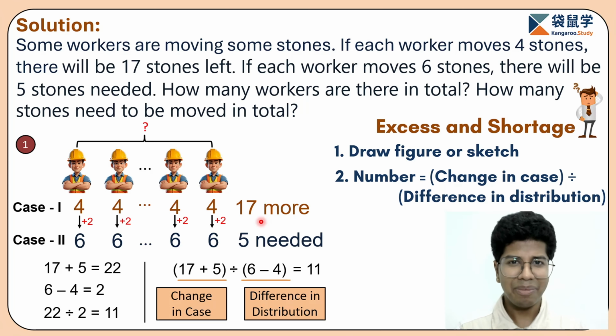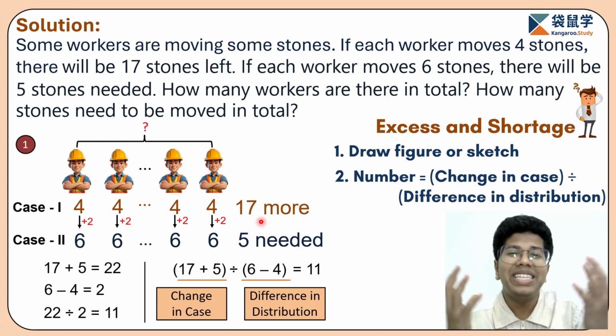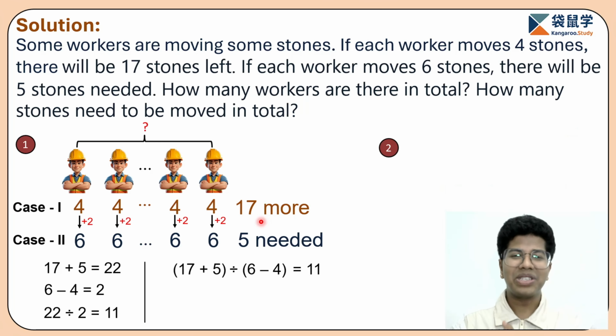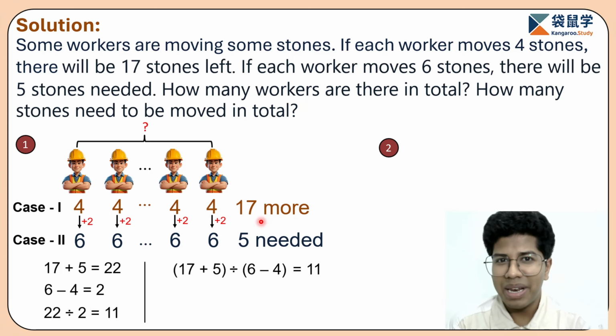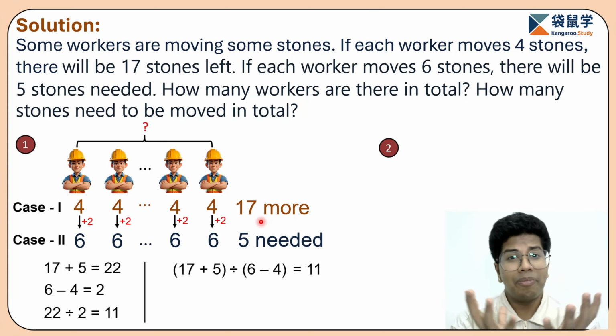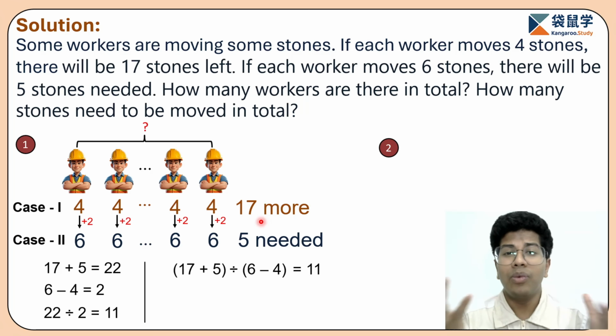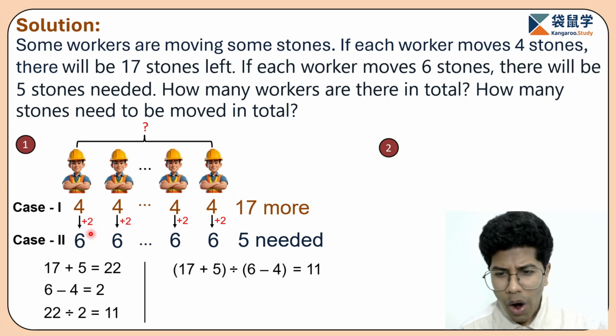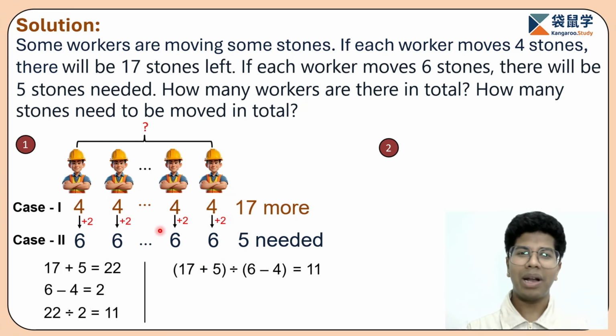So does that mean our question is ended here? There is another question here. It's also asking me how many stones need to be moved in total. So for the second part of the solution here, it's quite simple now. Now you know the number of people. There are 11 people here, 11 workers. Now, even if you consider case 1 or case 2, you can easily find out the number of stones.